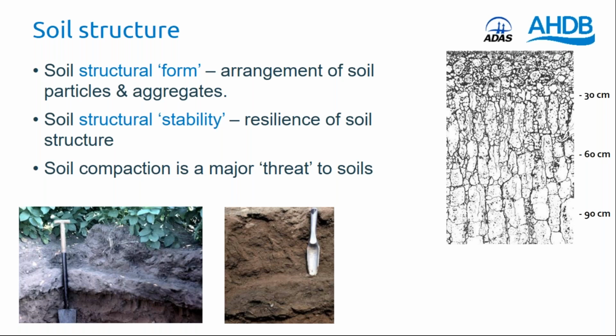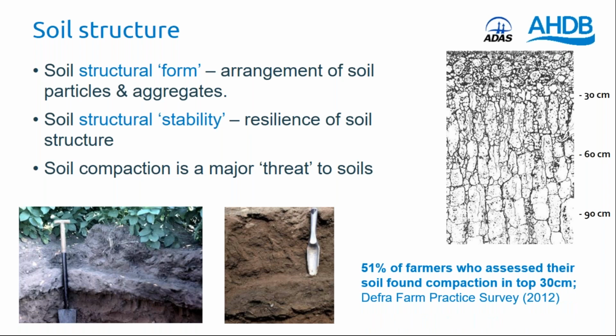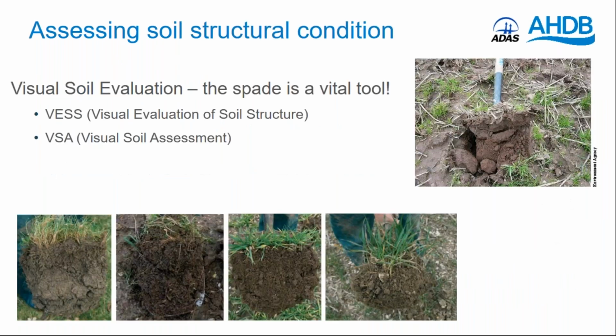And obviously one of the most important problems in some respects is compaction. That's where the soil particles get compressed, the pores are squashed, water and air can't get through. And as you can see from this survey that DEFRA did in 2012, 51% of farmers, when they assessed their soils, found that they had compaction within the top 30 centimetres of soil, and we're finding that widespread across the UK. So if we move on to the next slide, please, Fiona, that's great.